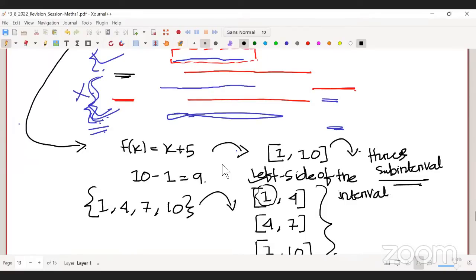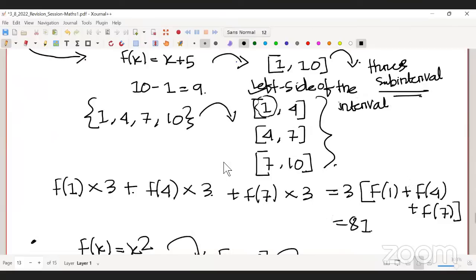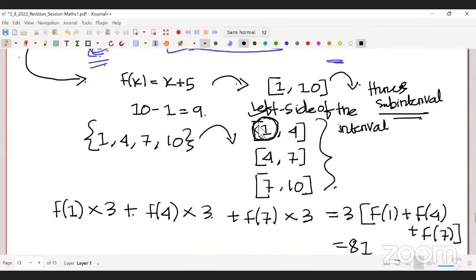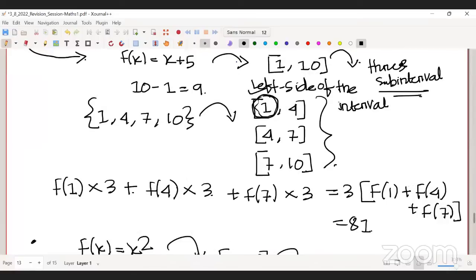Left Riemann sum, right Riemann sum, middle Riemann sum, and trapezoidal Riemann sum. For the left Riemann sum, you always have to take the left-hand side of the interval and take the value of the function at that point. Then you multiply by the length of the interval, and you do it for all the intervals. That is the left Riemann sum.